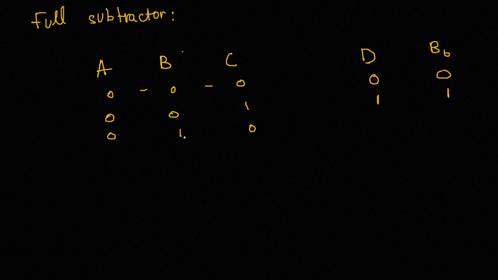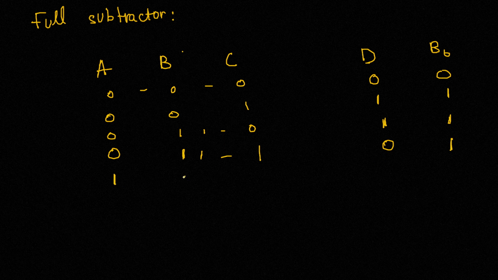So 0 minus 1 again gives the difference of 1 along with a borrow, and 1 which was the difference here, 1 minus 0 gives us 1 itself. So again we have 1 in the difference and 1 in borrow. Then we have 0, 1, and 1. So here 0 minus 1 gives us 1 as the difference and 1 in borrow. So we write the borrow here. However, 1 minus 1 gives us 0. So the entire difference comes out to be 0 here.